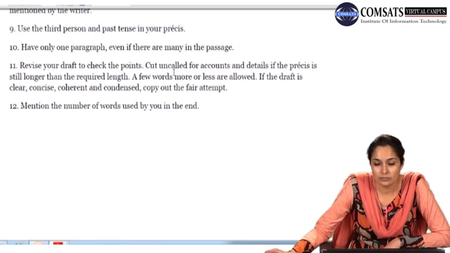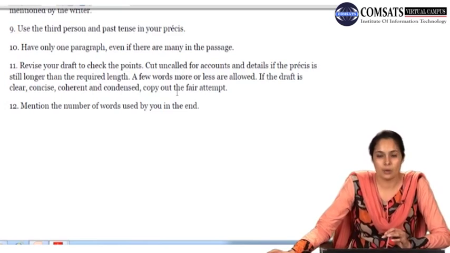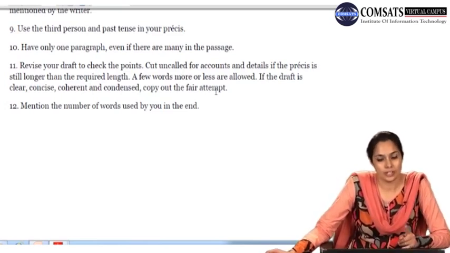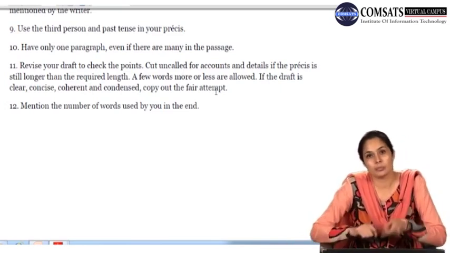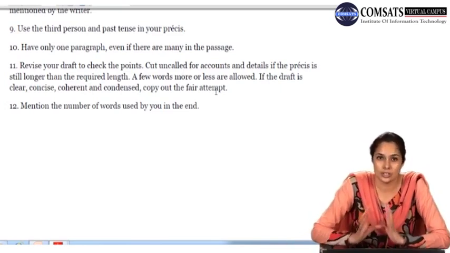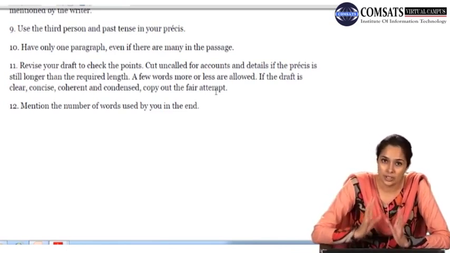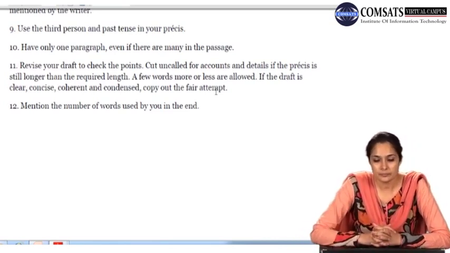Cut uncalled for accounts and details if the Prezi is still longer than the required length. A few words more or less are allowed. If the draft is clear, concise, coherent and condensed, copy out the fair attempt. And when you copy out the fair attempt, do cancel out the draft. अगर आप पेपर में कर रहे हैं तो पेपर के एंड में एक ड्राफ्ट बनाएं और उसका नीट लिखने के बाद उस ड्राफ्ट को ज़रूर कैंसिल करें और उसे अपने नीट ड्राफ्ट से कहीं अलग डिफरेंट जगह पर बनाएं.